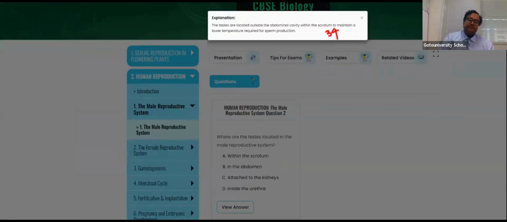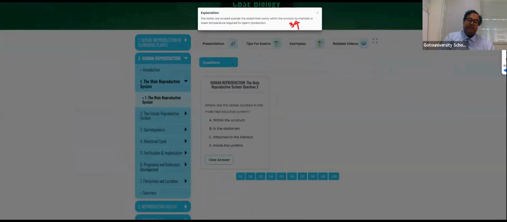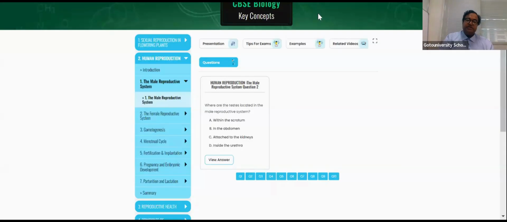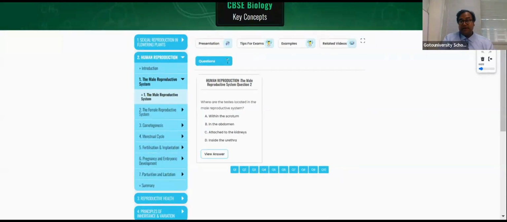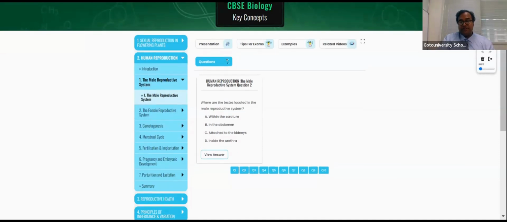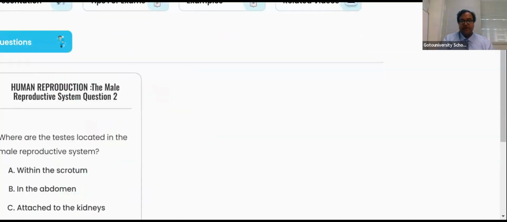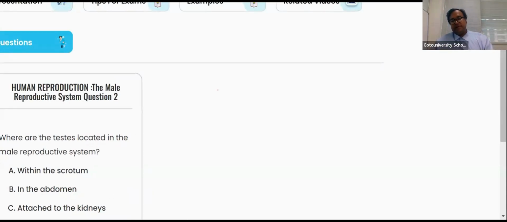Again, I'm repeating, we require 34 degrees Celsius in the scrotum. Then only the sperm synthesis will happen. For sperm synthesis to happen, we require 34 degrees Celsius, right? 34 degrees Celsius is very important for the sperm synthesis process to happen.